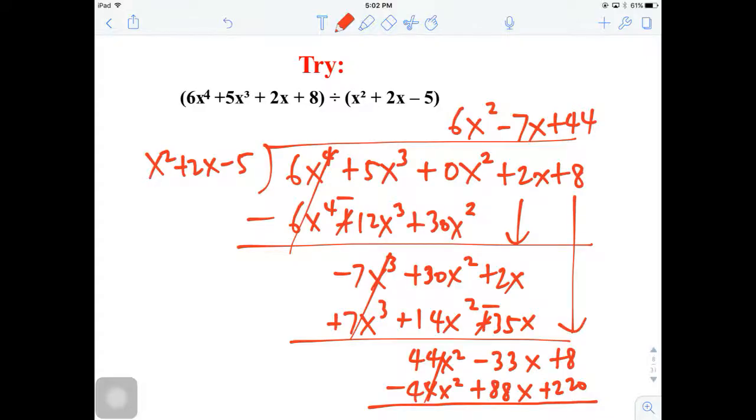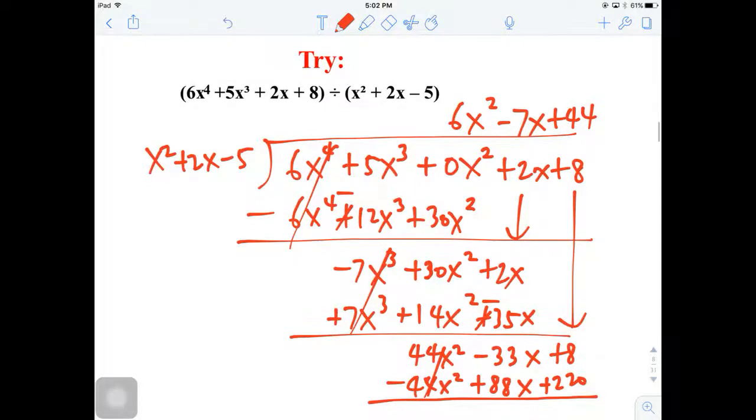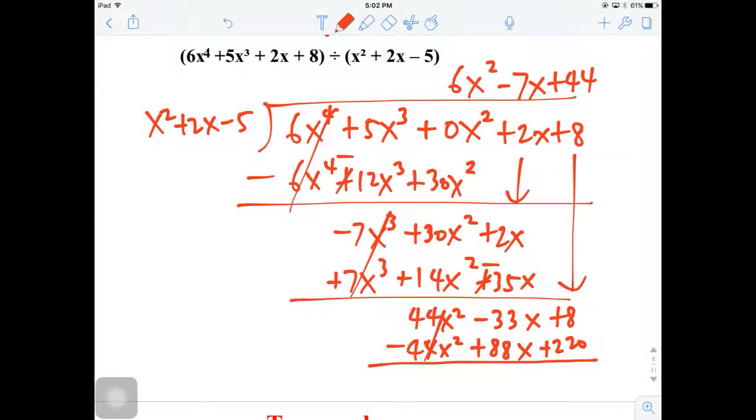Cancels out the x squares, and we actually have a remainder. I'm going to write it right here. Remainder is going to be... I forgot to change the signs here to a negative.